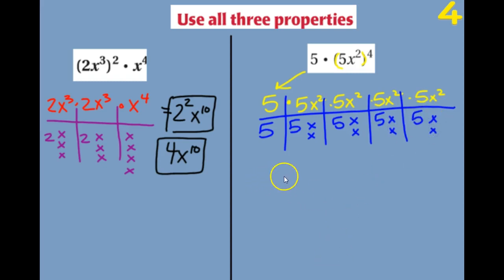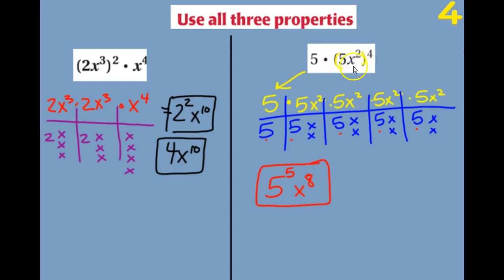So a total, how many 5s do I have? 1, 2, 3, 4, 5 5s. 5 to the power of 5. And then there's 2, 4, 6, 8 x's. 5 to the power of 5 would be a really big number. If you wanted to plug it in your calculator, you could, but since it's such a large exponent, normally you just leave that and simplify instead of solve. So this would be an appropriate answer.